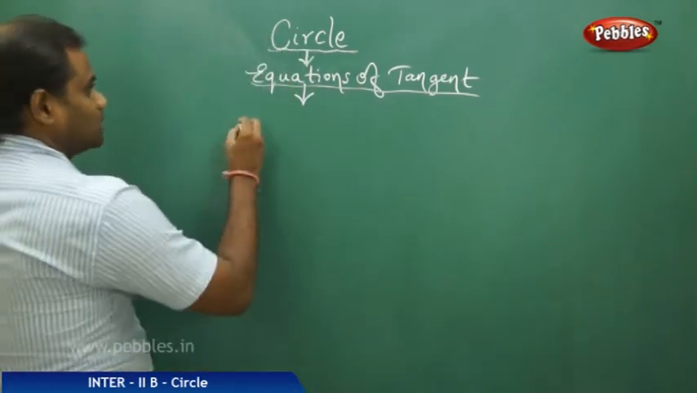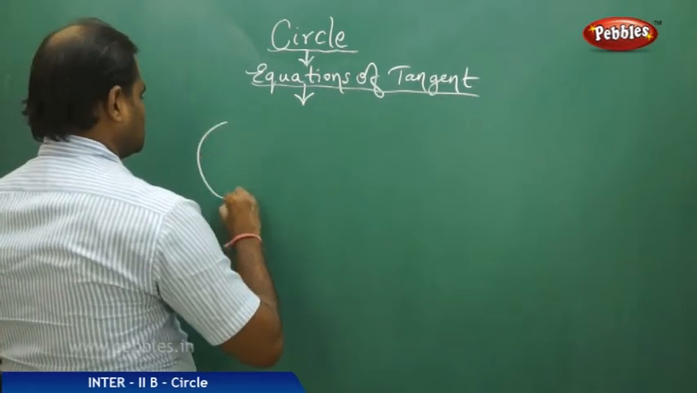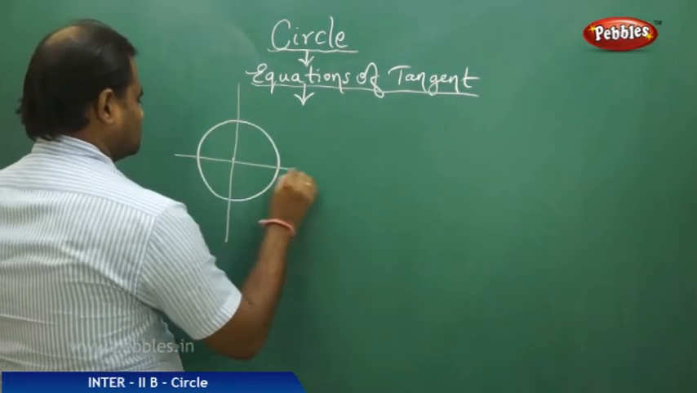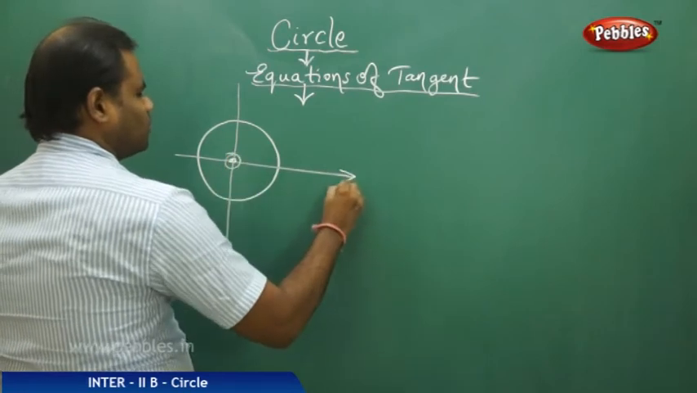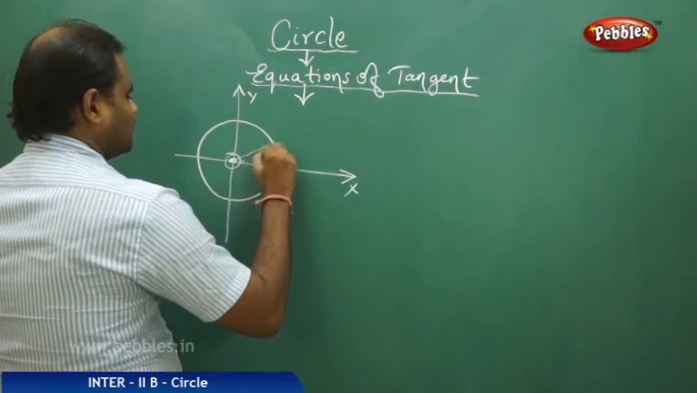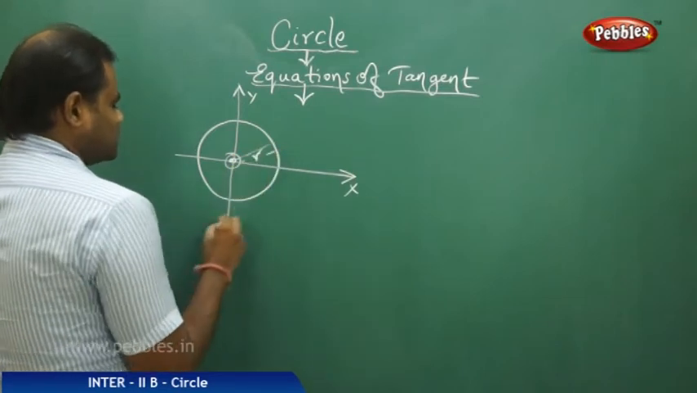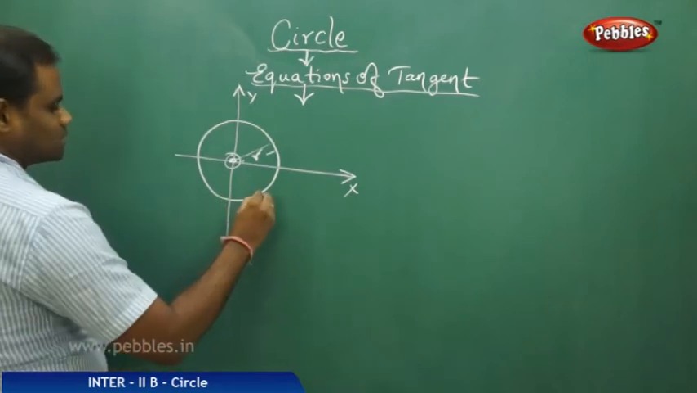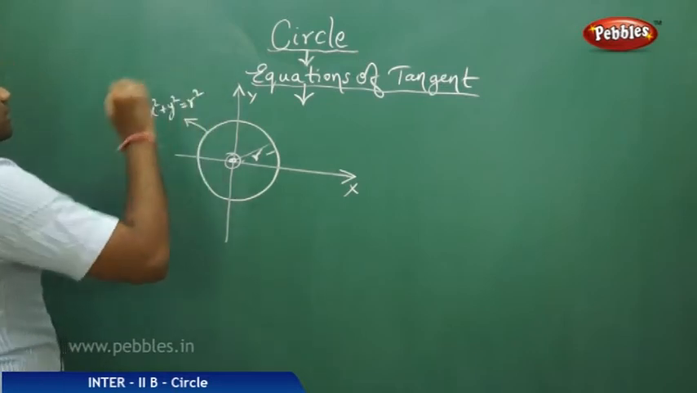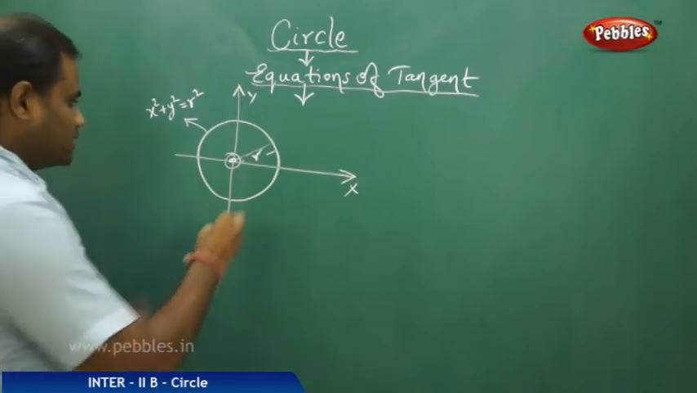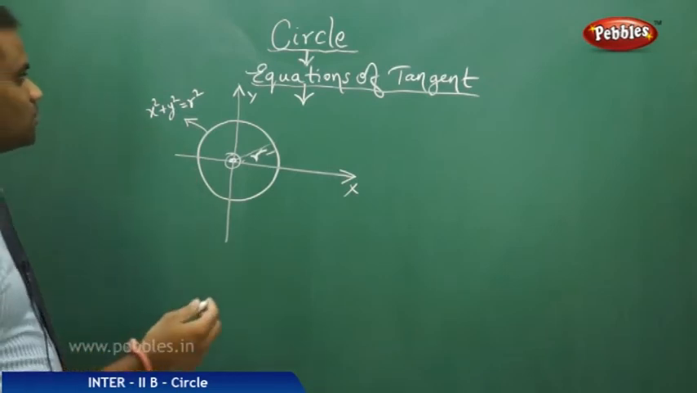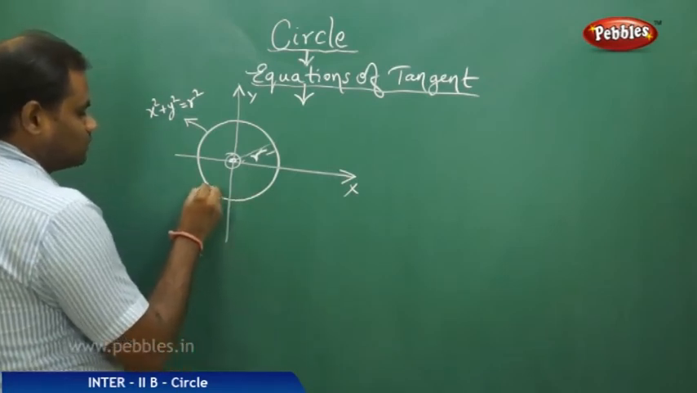Now say I have a circle with center at the origin and having radius r. That is, the equation of this circle is x square plus y square equal to r square, because the center is origin and radius is r. So for this circle x square plus y square equal to r square, let me draw a tangent somewhere here.